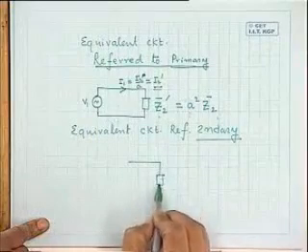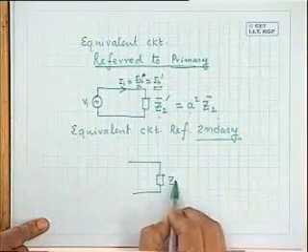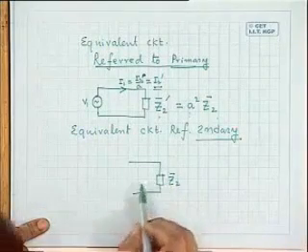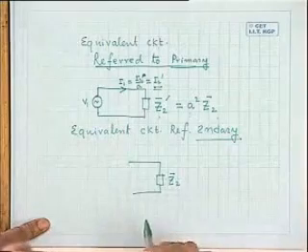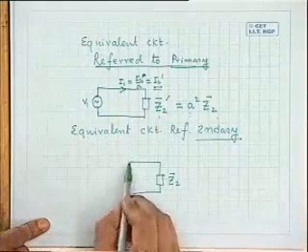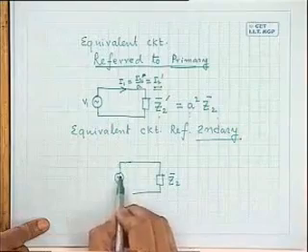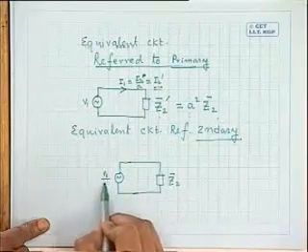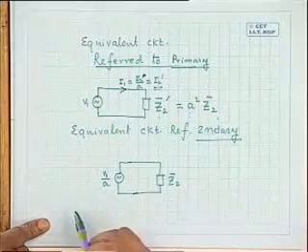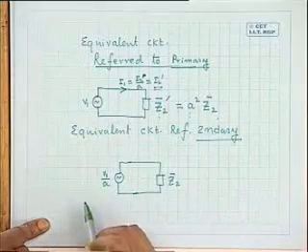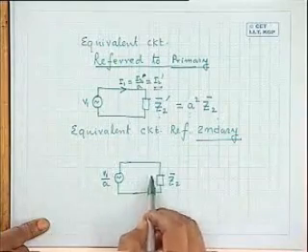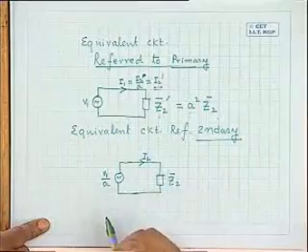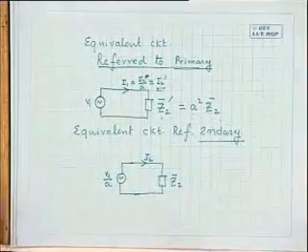With respect to the secondary side, the equivalent circuit will have the secondary impedance Z2. I am now sitting on Z2 and trying to identify what is the voltage applied across me. So what should I draw here? V1 by A, correct. Of course, if you now solve this circuit, what you will get? You will get I2.